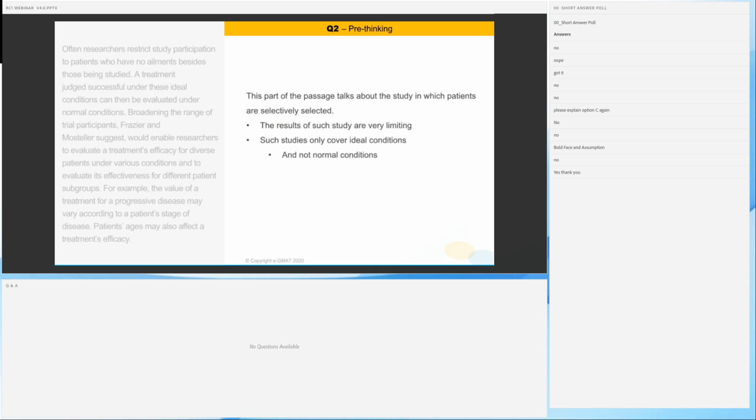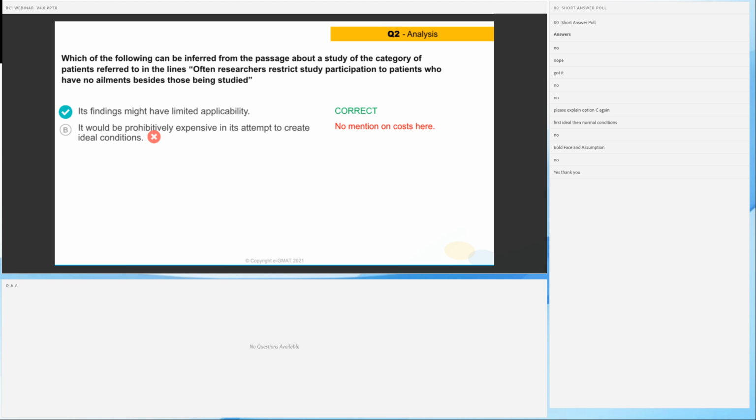So when you look at this here, a treatment successful in these conditions can then be evaluated under ideal normal conditions. Essentially, what can you infer over here? The first thing is, by itself, the outcome of this is limiting. It's very limited in applicability. And the second thing you can infer is, to get real world applicability, you need a two-step process where you need a follow-on study. First ideal, then normal conditions. Choice A is the correct option. Its finding may have limited applicability. That's what we got as the first inference.